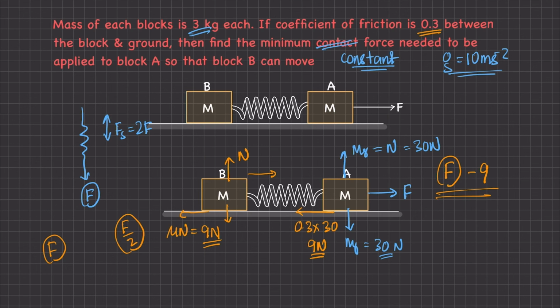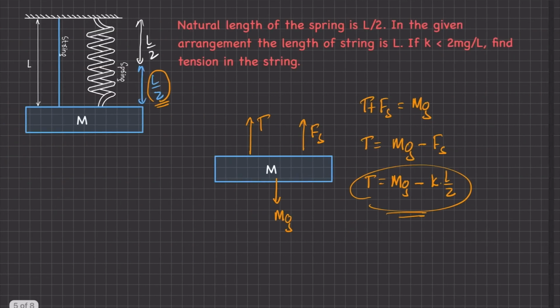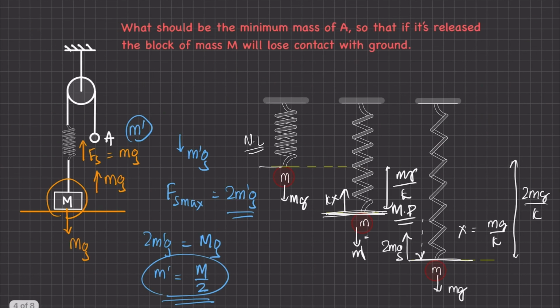If we look at the previous problem, the first problem, here the external force was mg and the spring force developed was 2 mg. So as long as the external force is constant F, spring force can be developed up to 2F. Or if we think otherwise, if the spring force developed is F, then the minimum external force needed can be F by 2, half of the spring force. That is the minimum external force which can move the spring, right?